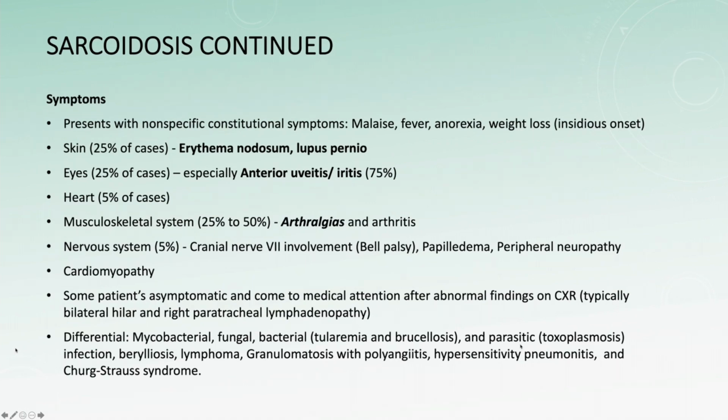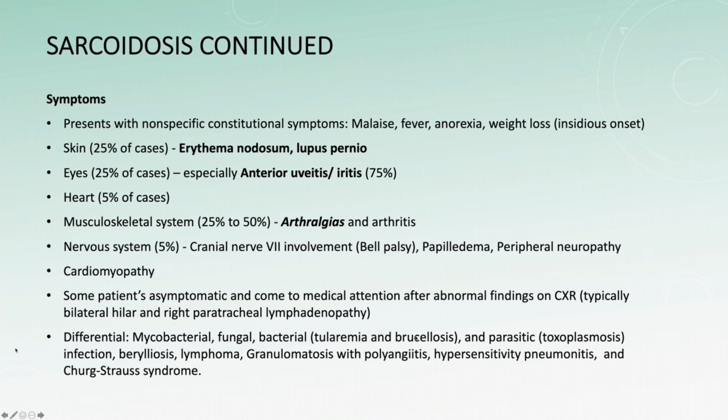The good thing about sarcoidosis is it has, most of the time, pretty good outcomes, a lot better than some of the other interstitial lung diseases. So how do patients present? They usually have, and this is why it's so difficult, non-specific constitutional symptoms: malaise, fever, anorexia, weight loss. Kind of sounds like the flu, TB, maybe cancer, right? There's a bunch of things it presents like, lymphoma, right?